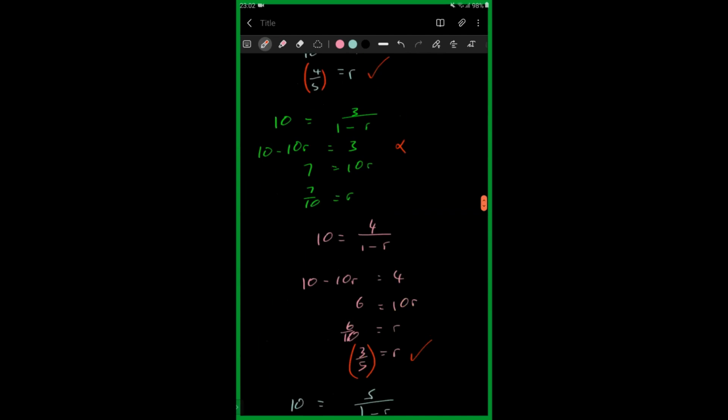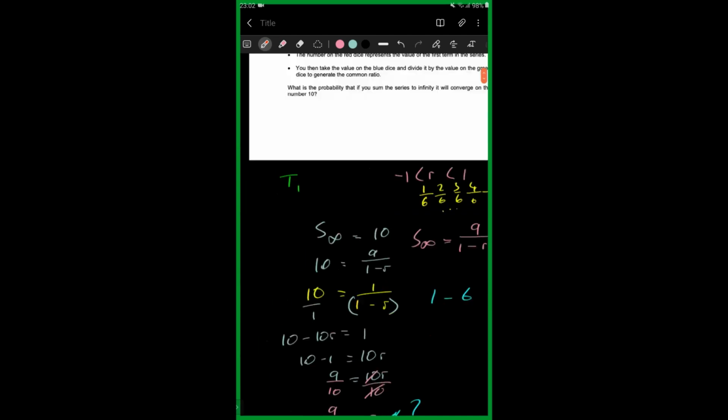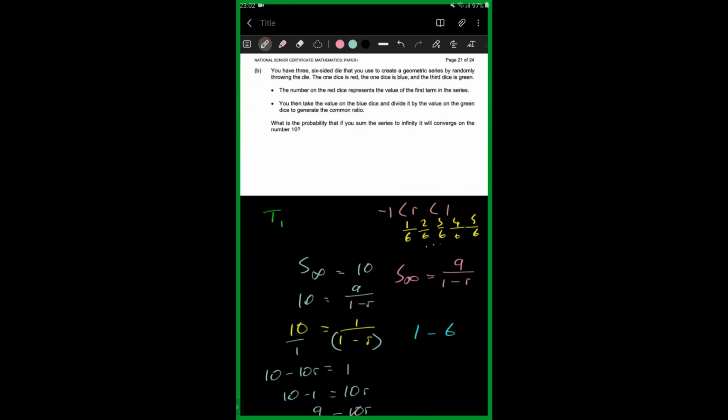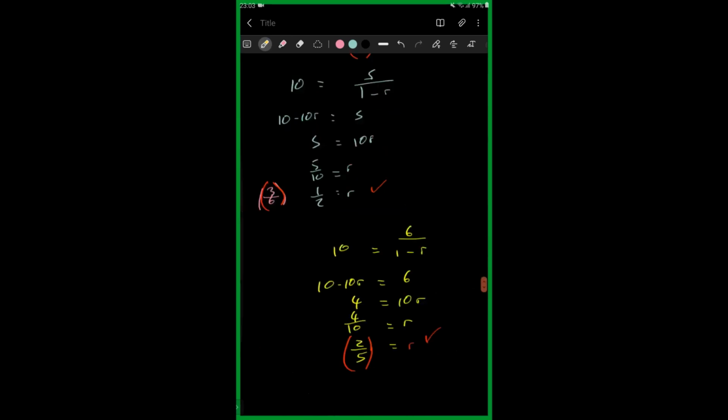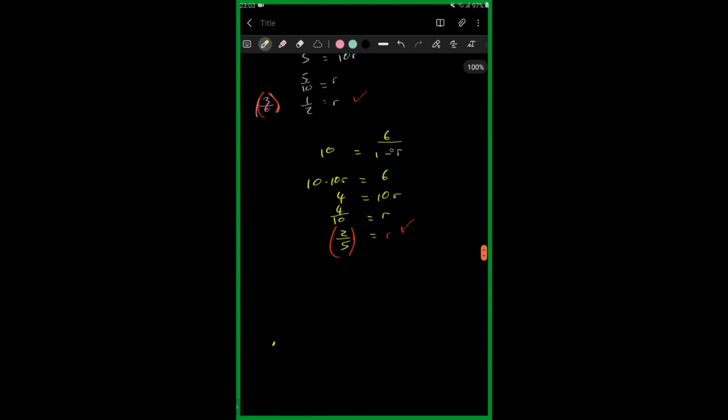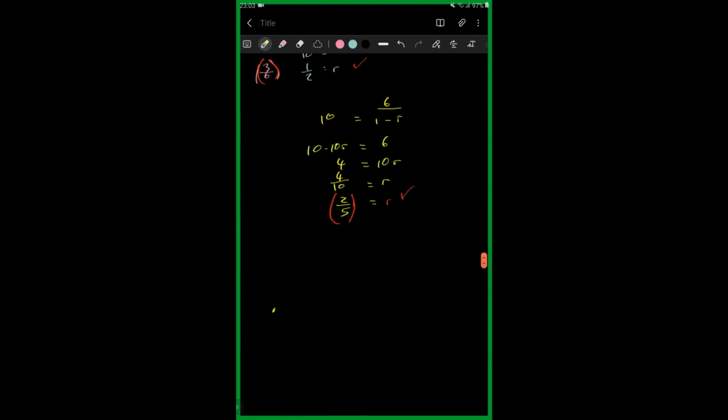So let's see. If you read the question again, what is the probability that if you sum the series to infinity, it will converge on the number 10? So the probability that it will converge on the number 10, I mean, you may be thinking to yourself, okay, fine. Technically speaking, you have to ask yourself, what is the probability of getting a 1, 2, 3, 4, 5, 6?